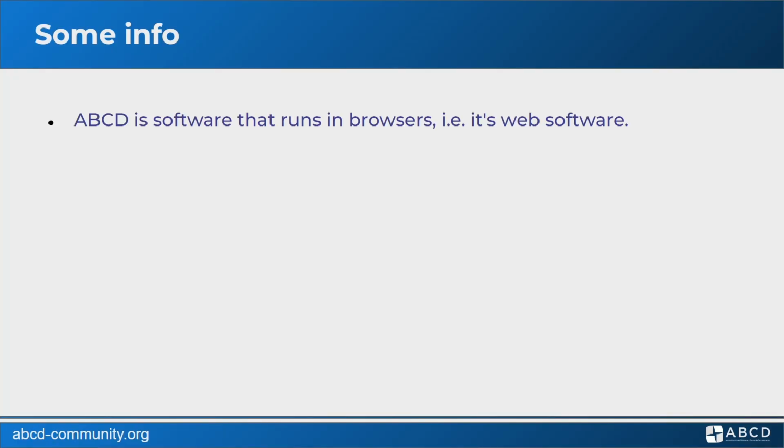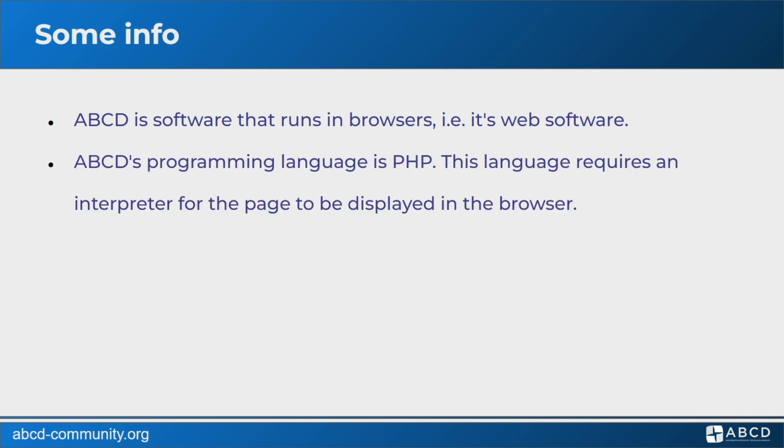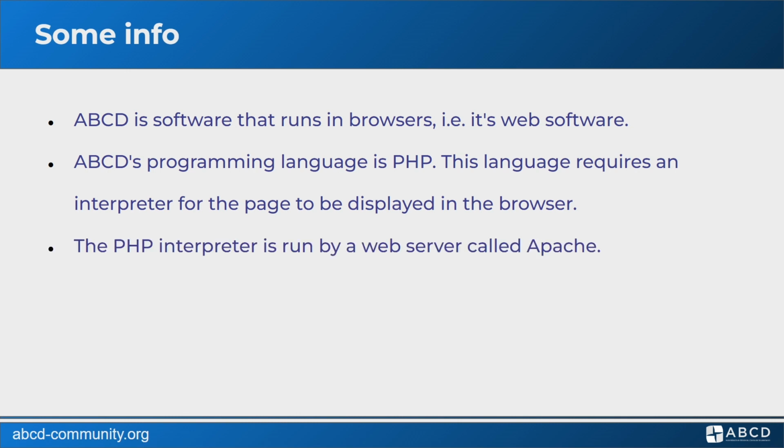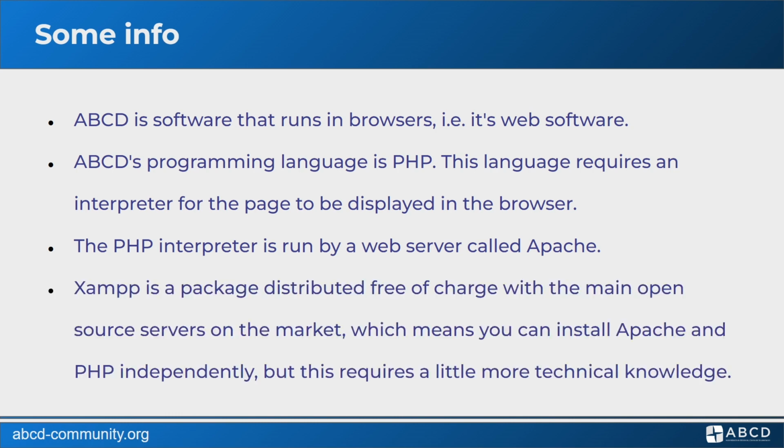ABCD is software that runs in browsers, i.e., it's web software. ABCD's programming language is PHP. This language requires an interpreter for the page to be displayed in the browser. The PHP interpreter is run by a web server called Apache.